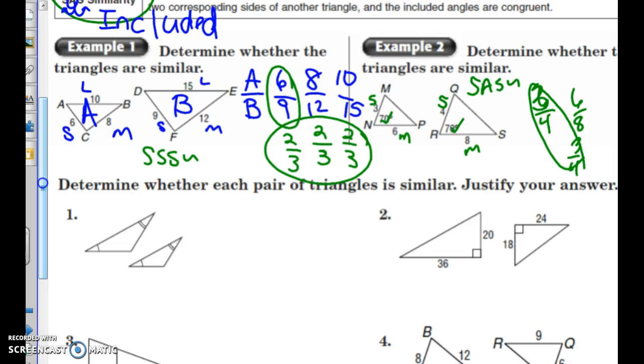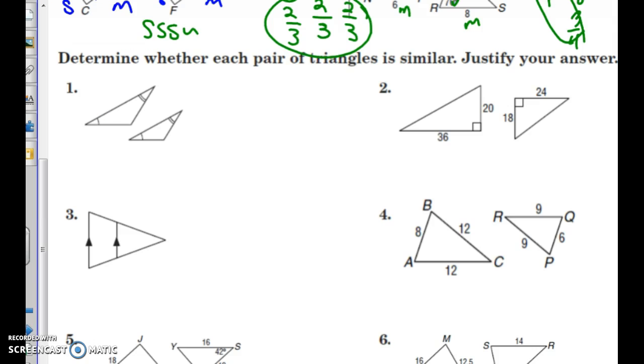Okay, I'm going to give you a second. I want you to try 1 through 4. Angle, angle. Good, because this angle is congruent to this one, and this angle is congruent to this one, so this is angle, angle, similar.